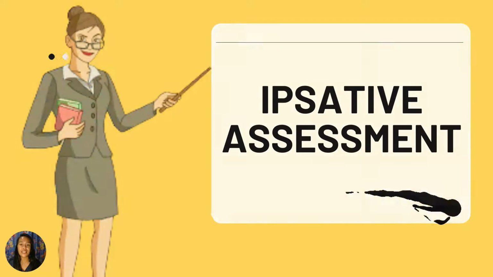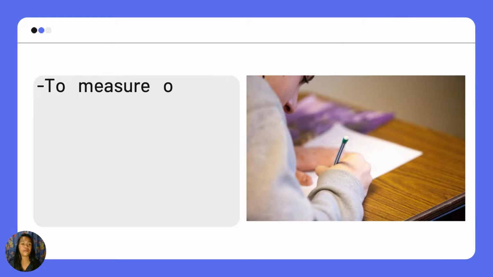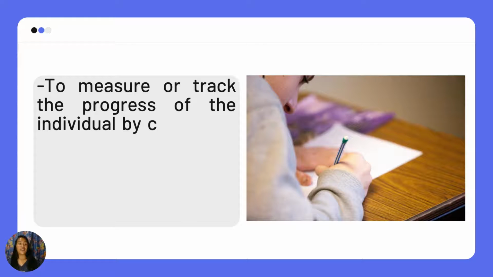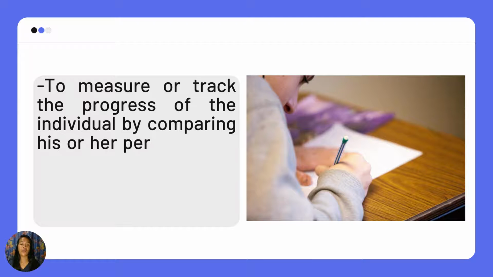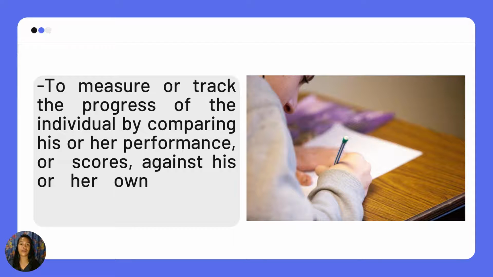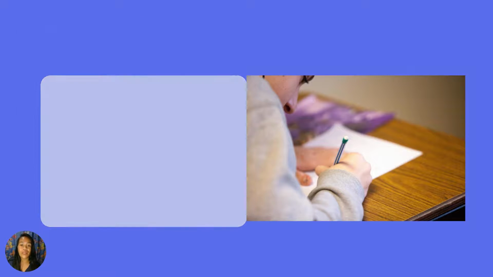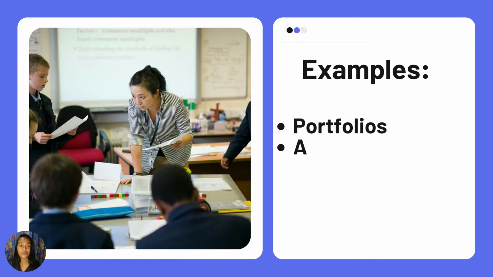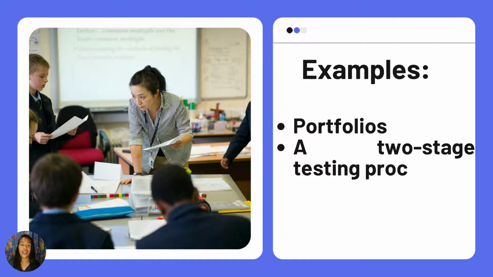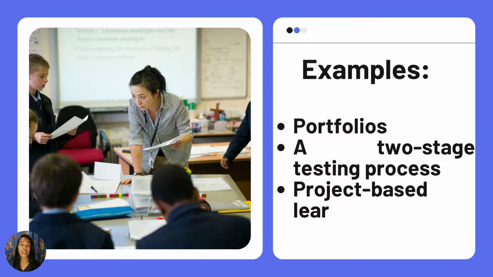Next, the ipsative assessment. Ipsative assessment is to measure or track the progress of the individual by comparing his or her performance or scores against his or her own previous performances or scores. So, the examples of ipsative assessment are portfolios, a two-stage testing process, and project-based learning activities.